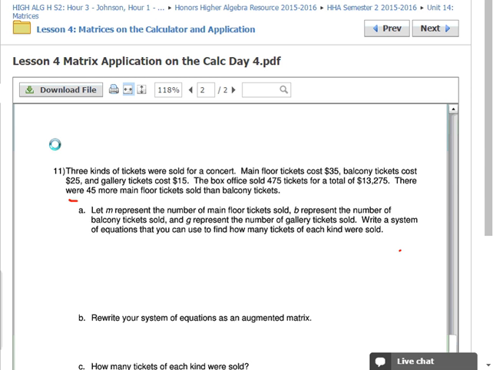All right. Don't forget, this gets written wrong so many times. There are 45 more of this than that. People always put the 45 in the wrong spot, so be careful.